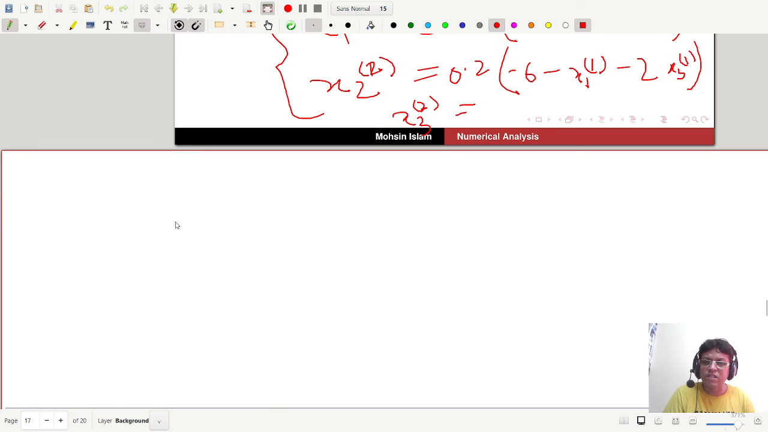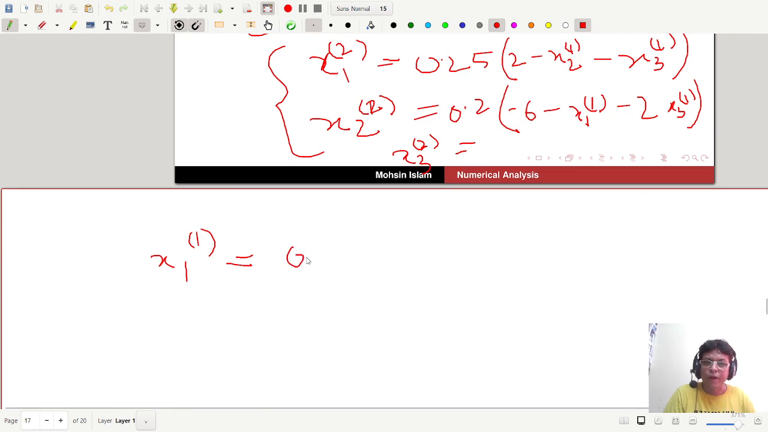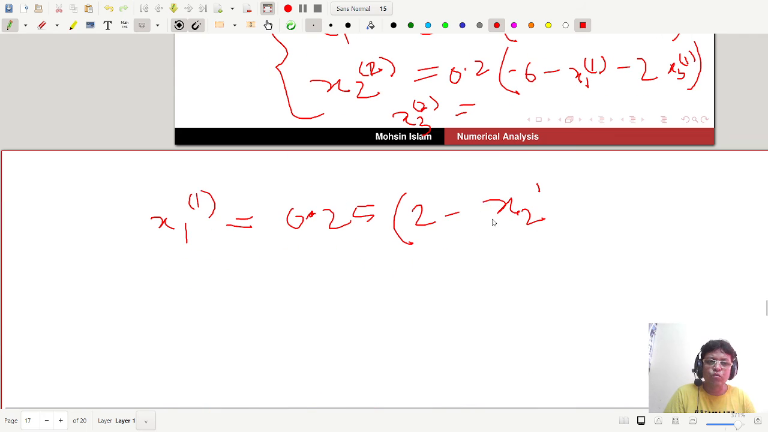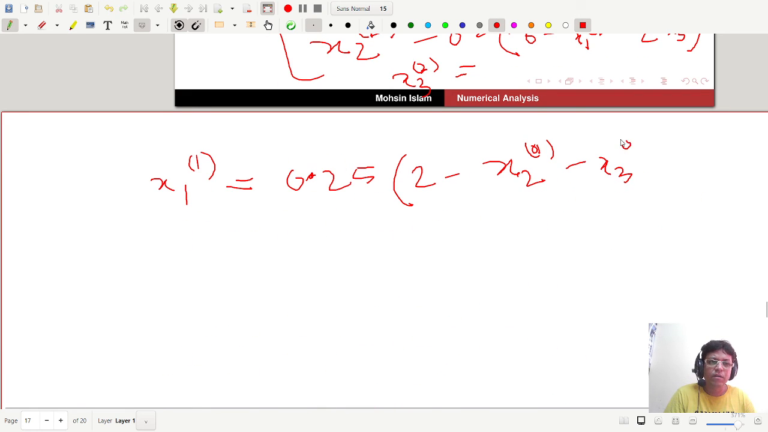So in the Gauss-Seidel, the first iteration will be, your first equation will be same, no problem, 0.25 times 2 minus x2 0, minus x3 0. That is fine, you are using that. But if you write x2 1, this is the process of Gauss-Seidel.